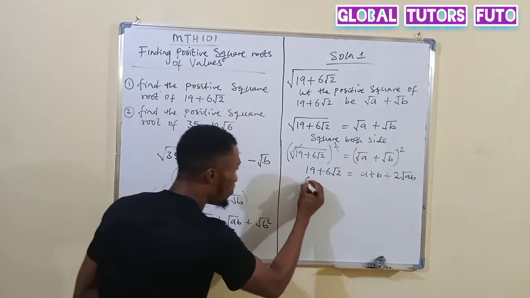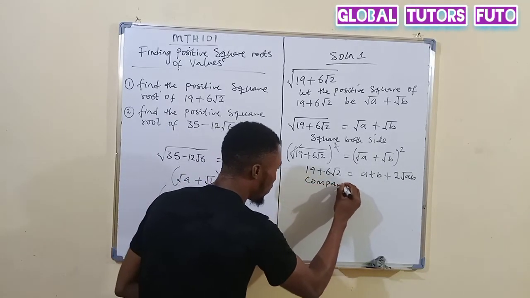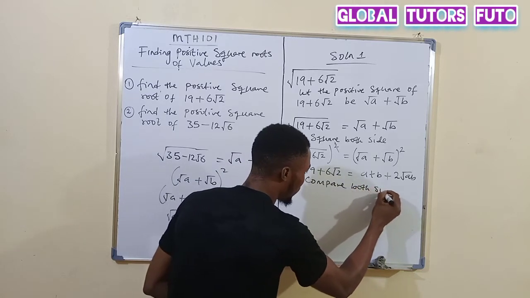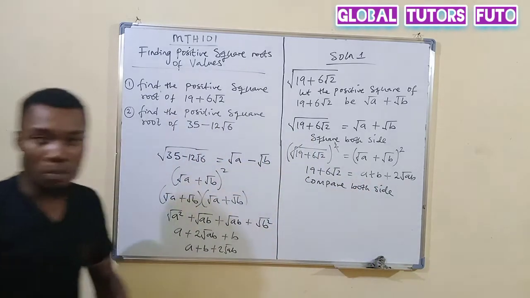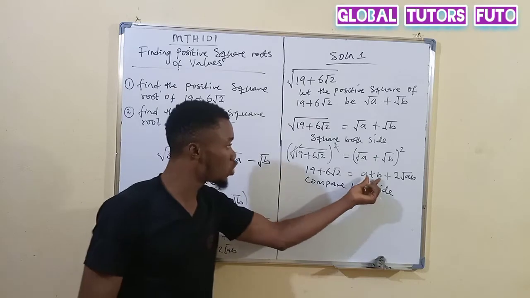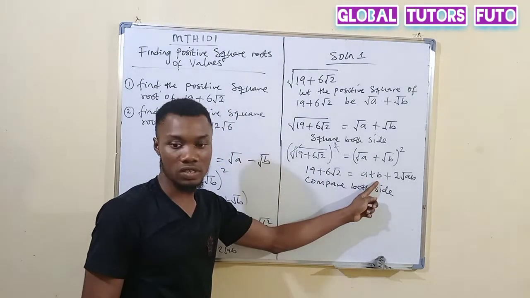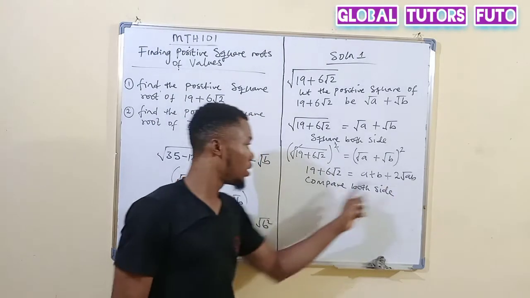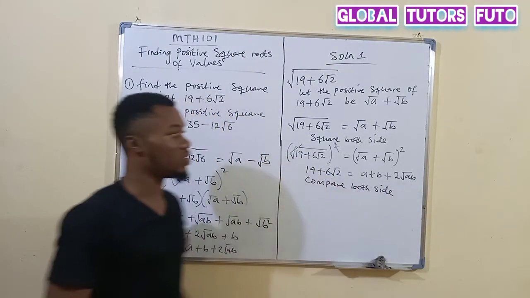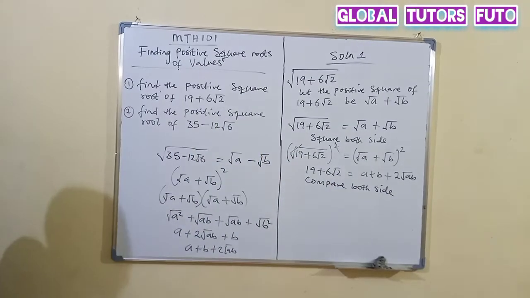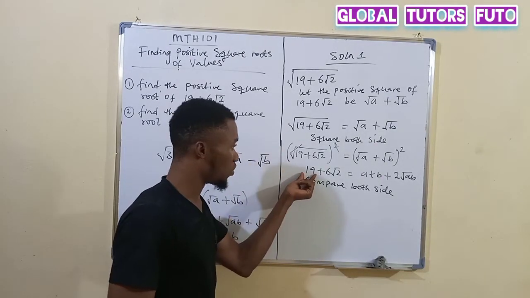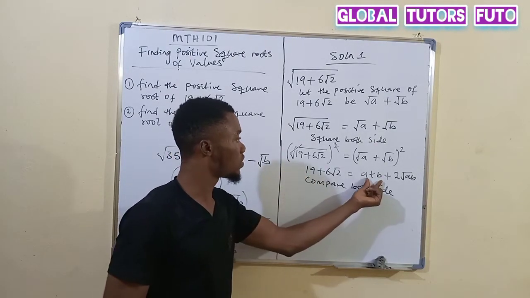Now, here you compare both sides. I want to compare both sides. This one doesn't have sod. So this one that doesn't have sod will be equal to this. This one has sod. Now this one that has sod will be equal to this. Are you getting me now? This one doesn't have sod, so it will be equal to this.